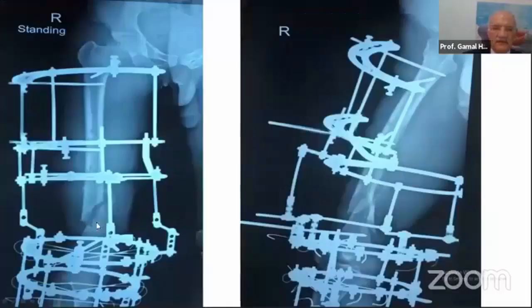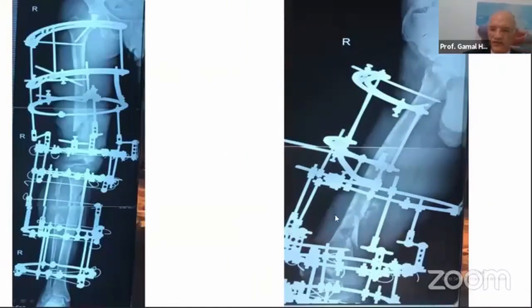This is immediate postoperative. We did some distraction here. Then gradual reduction. You see gradual reduction in the AP till we attained almost anatomical reduction. Then in the lateral position, you see gradual reduction, 1 millimeter per day, till we get anatomical reduction. You see bone formation.